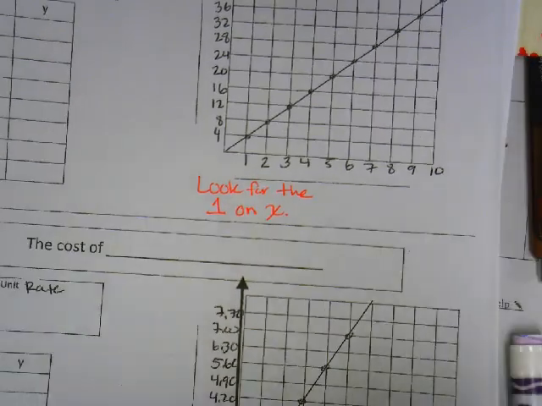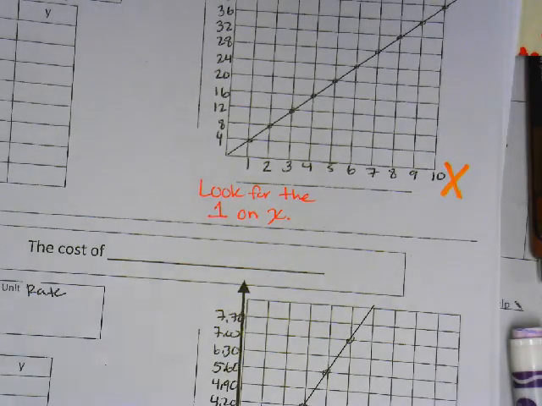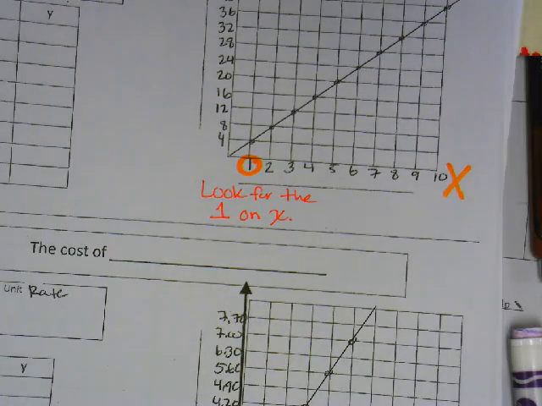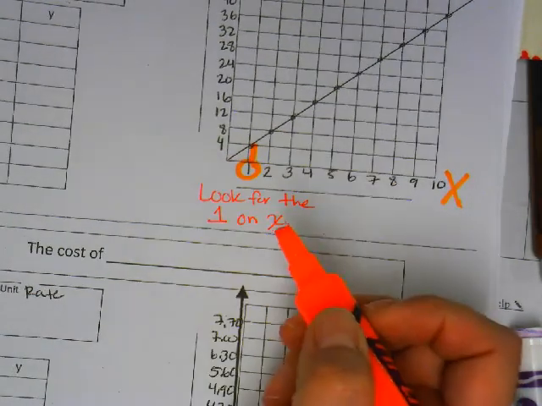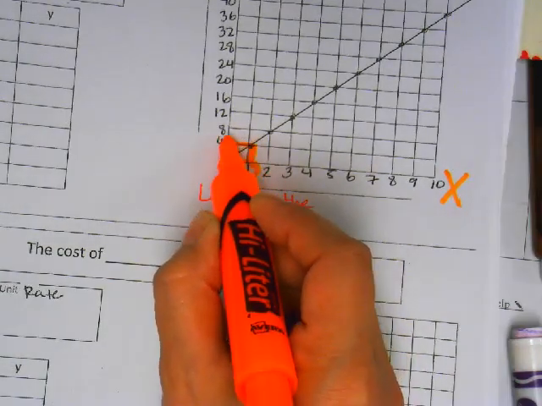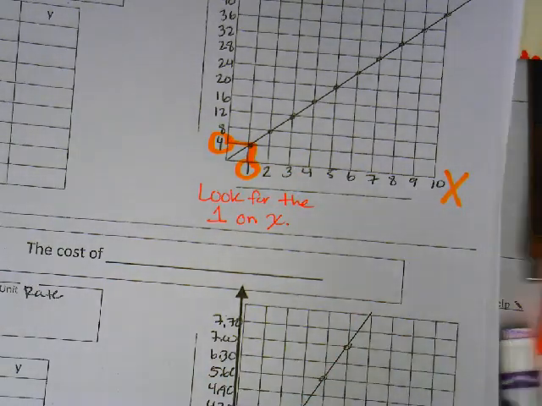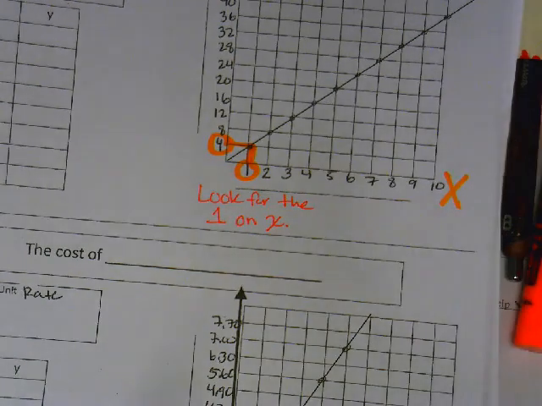So here, this is X, right? So you're going to look for 1. There it is. Now go up to the dot. And now turn left. That is my unit rate. So wherever the dot is on 1, that is your unit rate. So the unit rate for this problem would be 4.